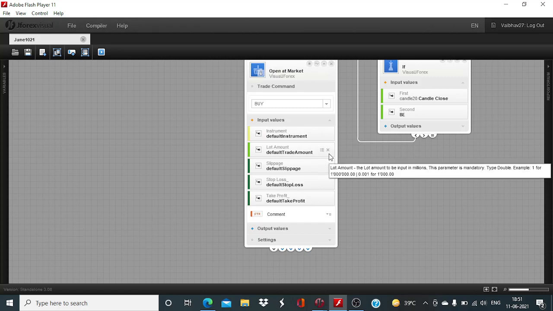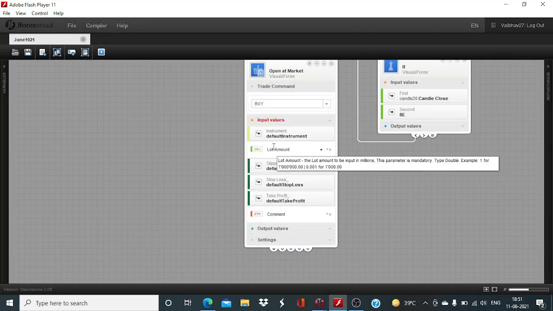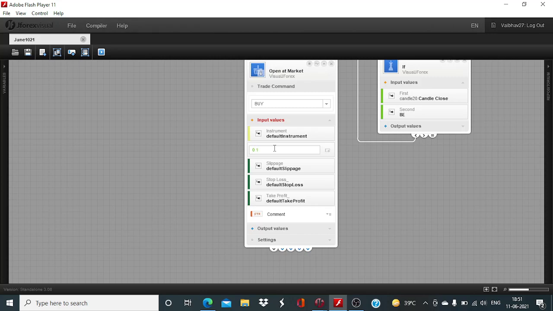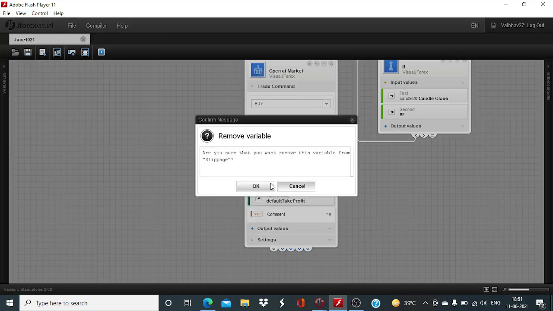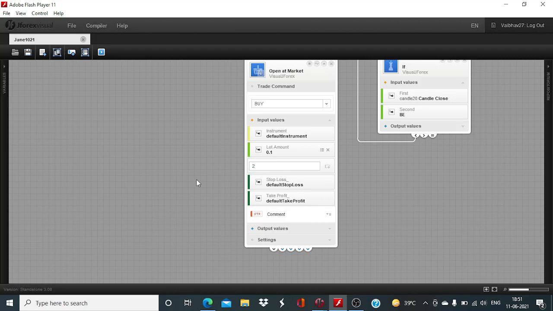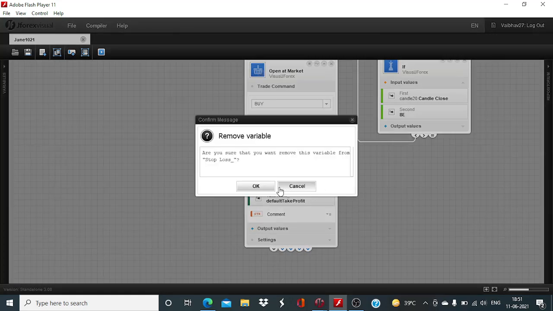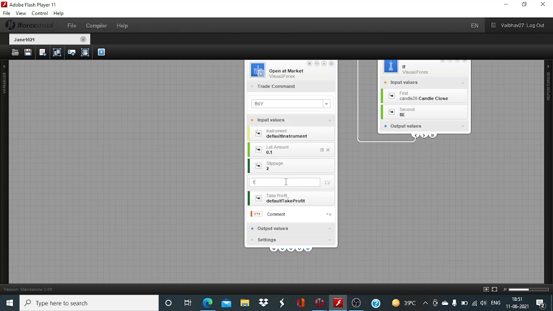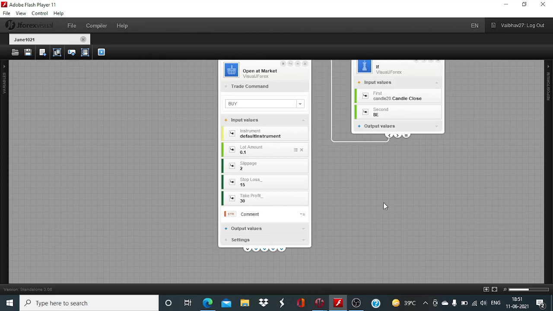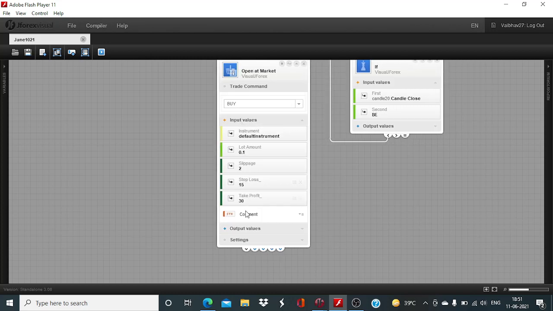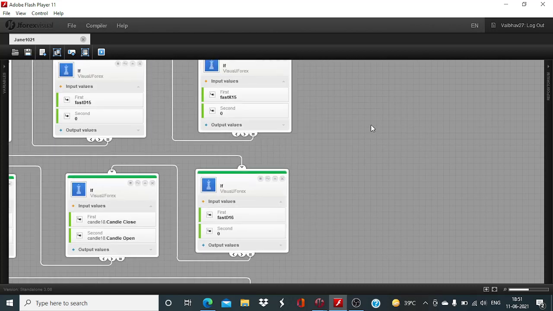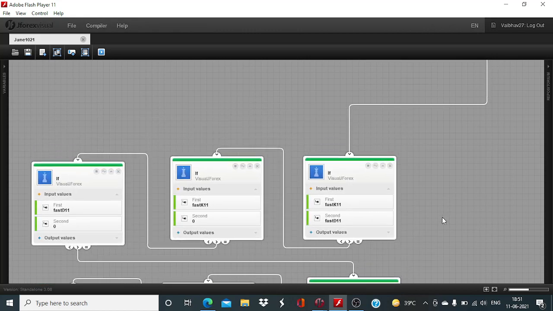Default instrument is going to be USD JPY, trade amount to be defined as per the equity of the account. Slippage I will change to 2 pips. Stop loss is going to be 15 pips, and take profit of 30 pips. So we will get the risk reward ratio of 1:2. Alright, so we have now defined all these 5 input parameters for the trade, and these are the conditions.